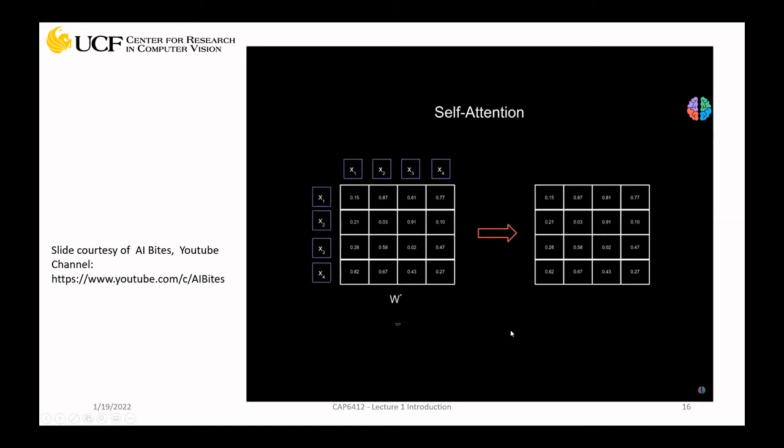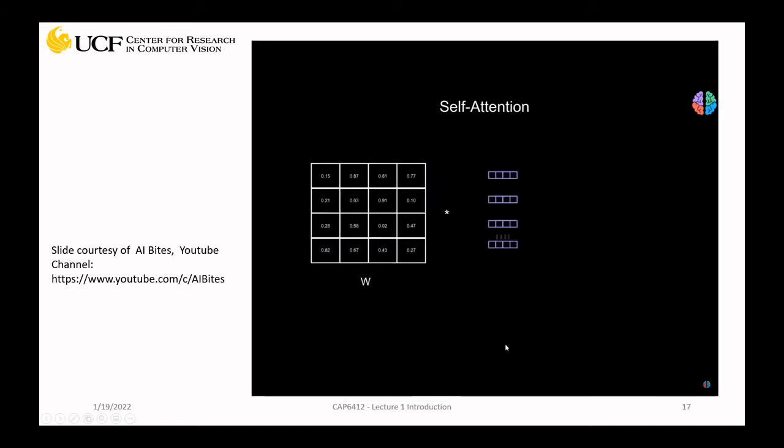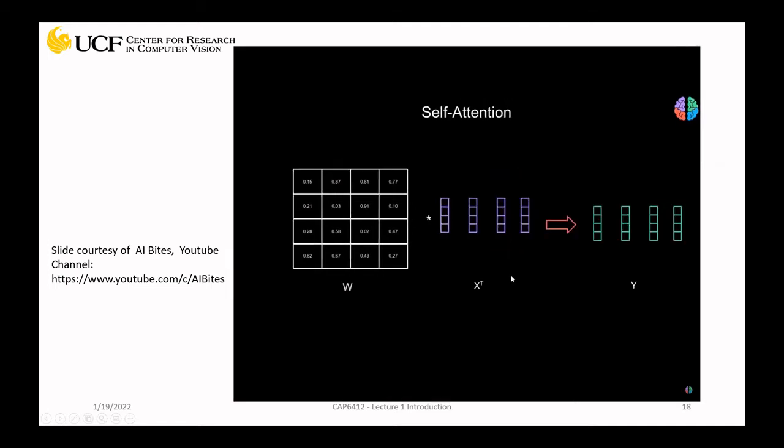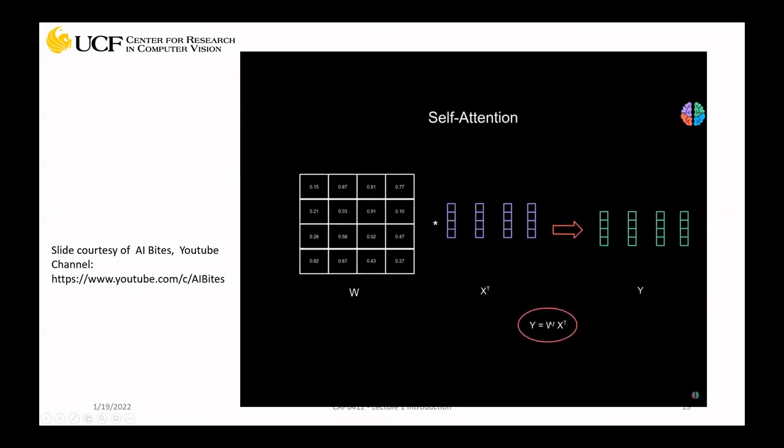Then we are going to normalize and so on. Given this attention matrix, we are going to take our original embedding of these four words, and we'll transpose those, and multiply with the attention matrix, and we'll get y, which is w, the attention matrix, multiplied by x transpose. Now this representation is after self-attention. This was before. So that's what self-attention is doing.